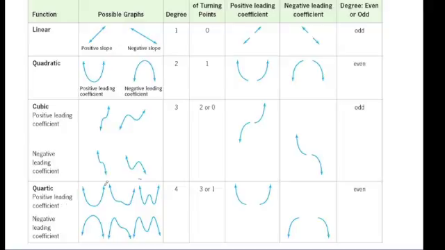Our quartic functions, here's a variety of different ones, what they might look like. Positive leading coefficient, these are up at both ends. Negative leading coefficients, these are down at both ends. Notice the number of turning points. Of course, a linear function does not turn. A quadratic function has 1 turning point with our parabola. A cubic has 2 or 0. So here's a 0, here's a 2. A quartic function with fourth degree has either 3 or 1.